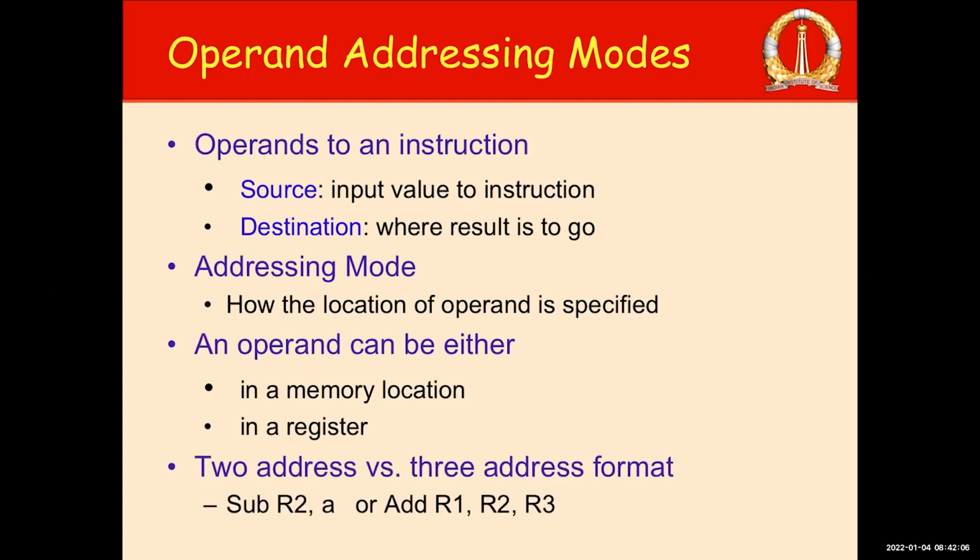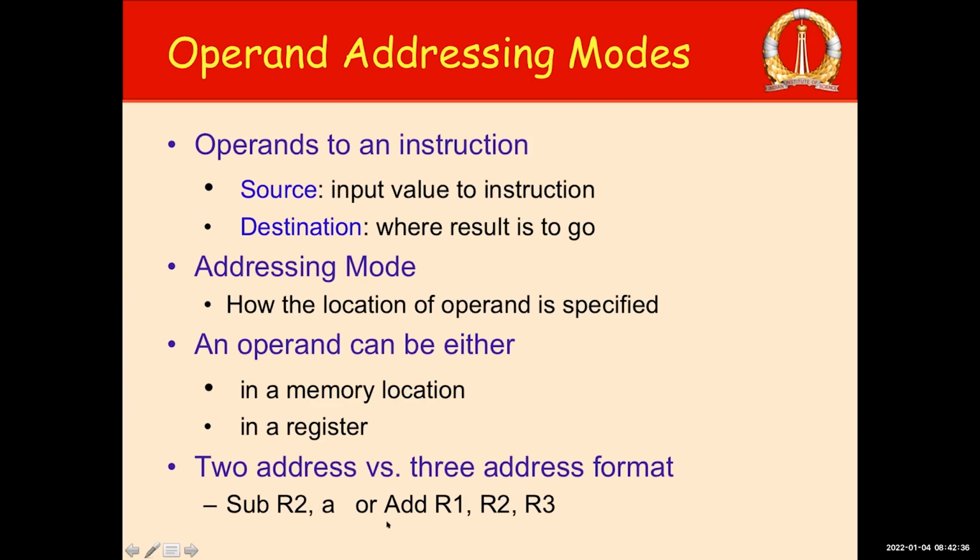And of course, instructions can be in one of two formats. It can either be in a 2-address format or it can be in a 3-address format. If it is in a 2-address format, typically it will have one operand which is both the source and destination. For example, in this subtract instruction, R2 could be both the source and destination operand, whereas the other operand A, which is a memory operand in this case, is a source operand.